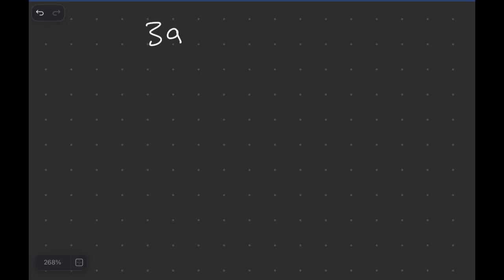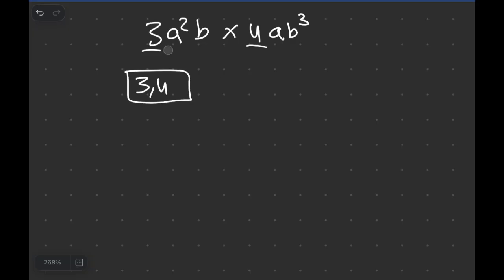Let's move on to a question with variables. So we have 3a squared b times 4ab cubed. To break this question down, we look at like terms. Like terms in this question are 3 and 4. So 3 and 4, they are like terms. a squared and a are like terms. So a squared and a. And b and b cubed are like terms.